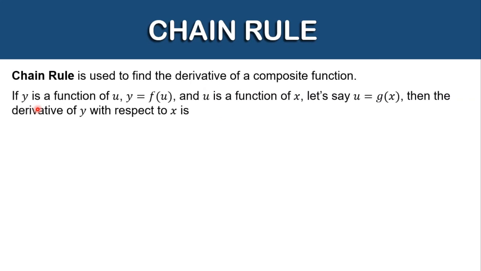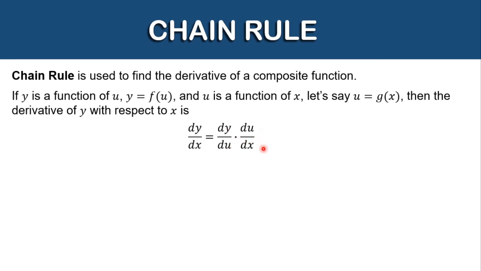If y is a function of u, y is equal to f of u, and u is a function of x. Let's say we have u is equal to g of x. So, isa-substitute natin yung u natin dito, yung g of x dun sa u, and we have a composite function. Then the derivative of y with respect to x is this. So we have dy over dx is equal to dy over du multiplied by du over dx.